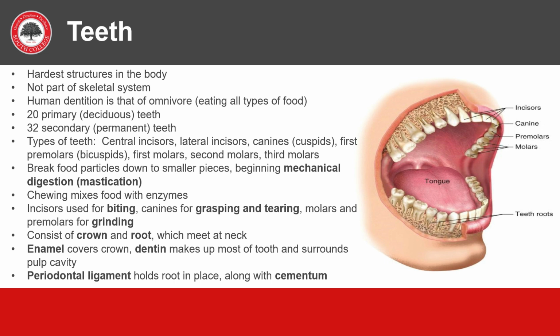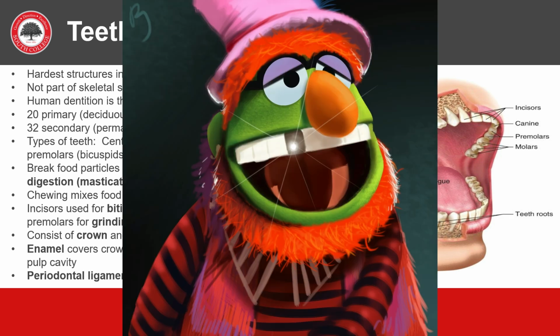Teeth are covered in a protective enamel and dentin makes up most of the tooth and surrounds the pulp cavity. Teeth are very important as those who lack teeth have a difficult time with nutrition. It is important to always take care of your teeth, like doctor teeth.